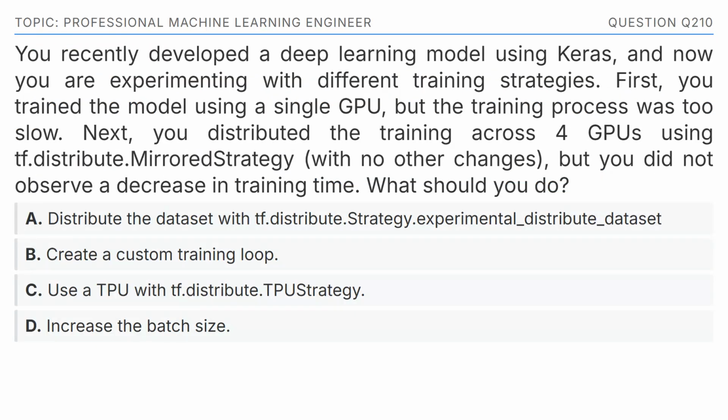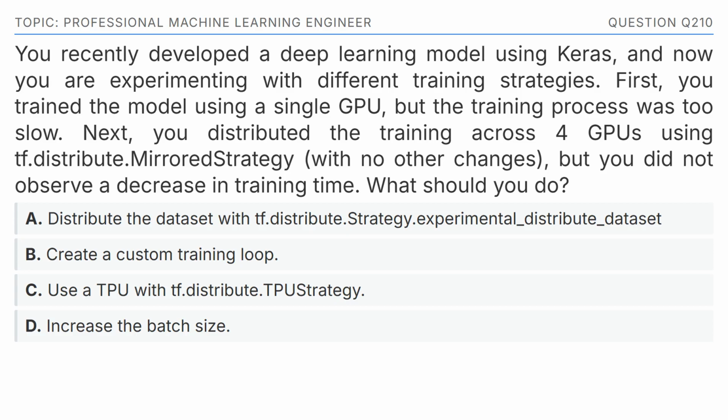You recently developed a deep learning model using Keras, and now you are experimenting with different training strategies. First, you trained the model using a single GPU, but the training process was too slow. Next, you distributed the training across 4 GPUs using tf.distribute.MirroredStrategy, with no other changes, but you did not observe a decrease in training time.